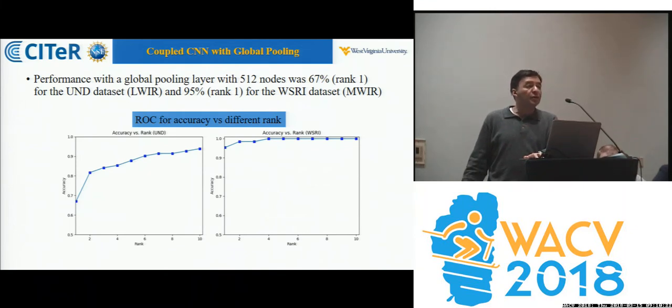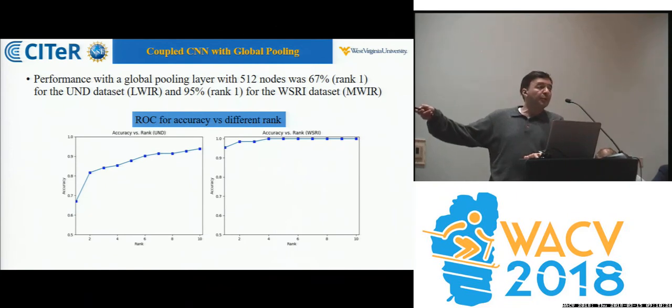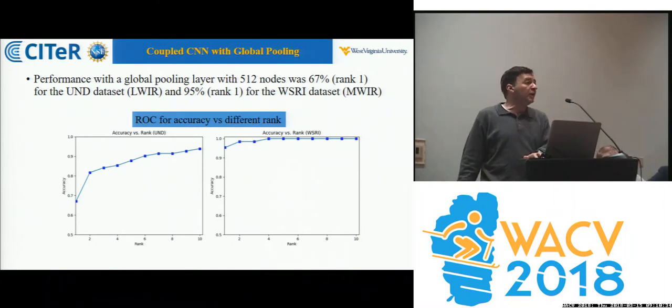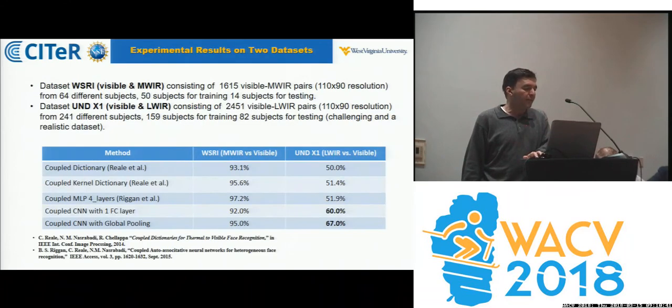And what's going to happen by using just a global pooling? You notice that the performance actually goes up for the thermal from 60 to 67, and for the mid-wave IR it also goes up. I think the only reason is that we're just reducing the number of weights, because we don't have enough training data sets. We compared the performance of the new algorithms with our previous work.